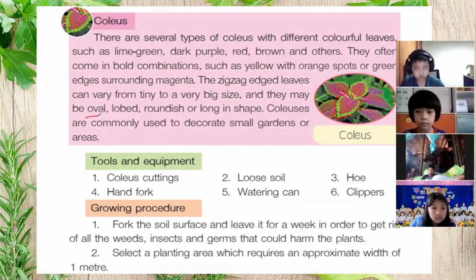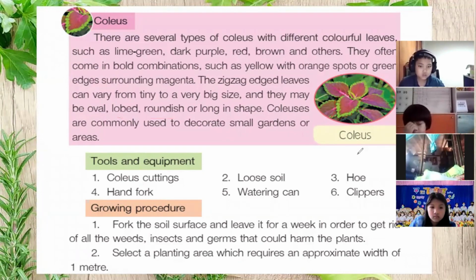So they have an oval shape, lobed, roundish, or long in shape. So these are different shapes of leaves. All right. So coleuses are commonly used to decorate small gardens or areas. These flowers are used in the garden or any small area we would like to decorate. Okay, we would like to make it look more beautiful.